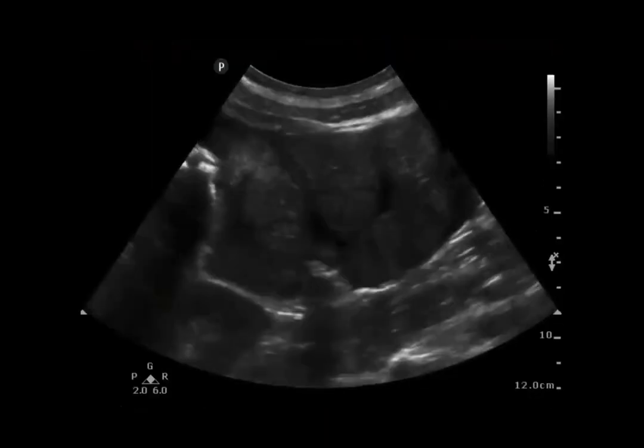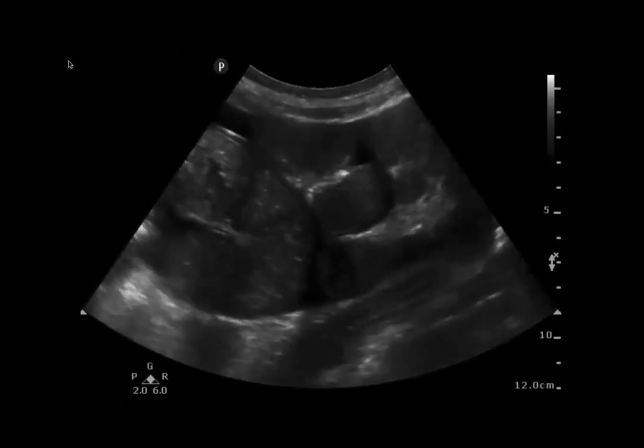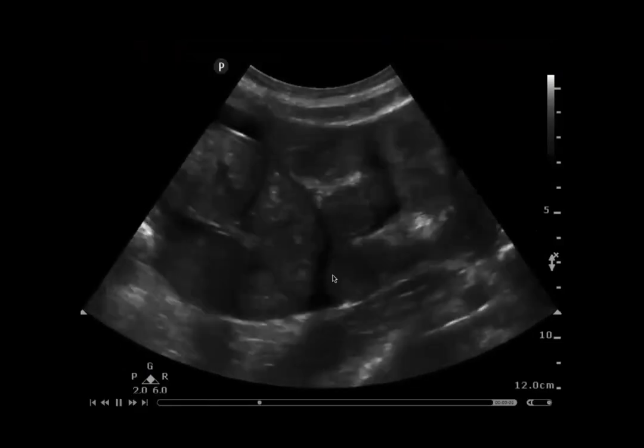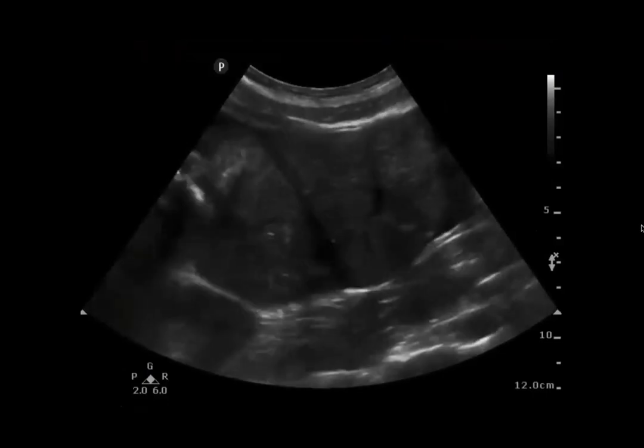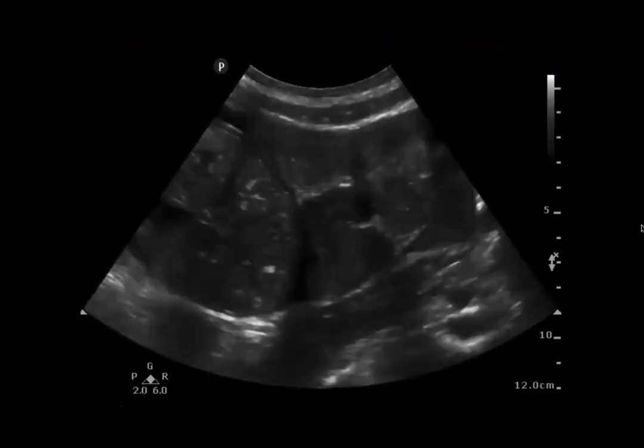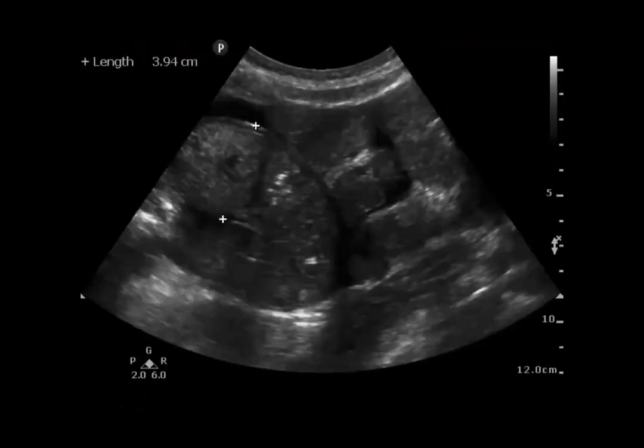We can see multiple loops of dilated small bowel, and if we look up here and down here, we can see a little bit of abdominal free fluid, which indicates a poor prognosis. When we actually measure this out, it measures 3.9 centimeters, which is above our cutoff of 2.5.